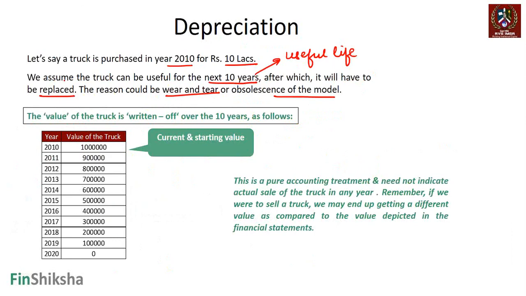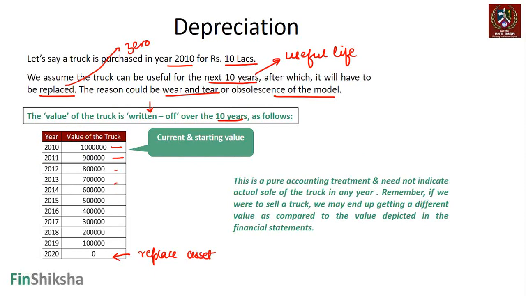And we are saying when it is replaced, its value is zero at 10 years, right? So it'll lose all its value. So the truck's value is then written off or accounted over the 10 years. Now remember, this is an accounting treatment. So you start with 10 lakh in year 1, then 9, 8, 7, 6, 5, 4, 3, 2, 1, till the 10th year, you reach a value of 0, which tells you that you have to replace the asset now. Now this asset is no longer useful.